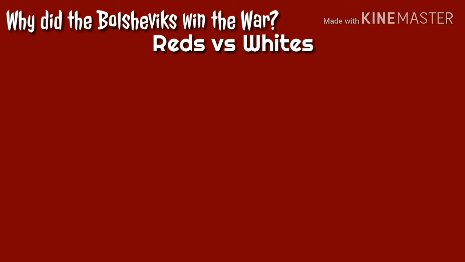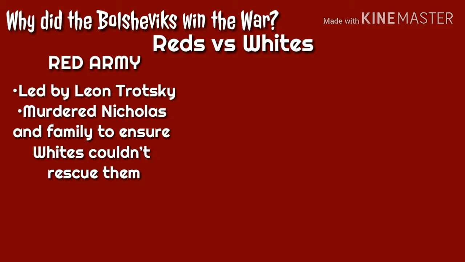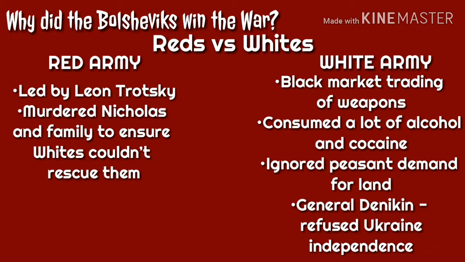Reds versus Whites. The Red Army was led by Leon Trotsky, who had murdered the Tsar and his family to ensure that the Whites couldn't rescue them. The White Army. They used the black market trading of weapons and consumed a lot of alcohol and cocaine. They ignored the peasant demand for land, and General Denikin refused to acknowledge Ukraine as an independent country.